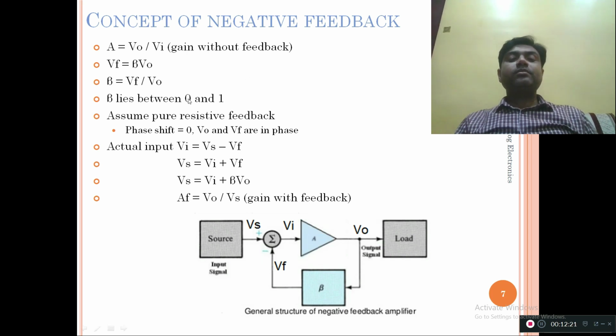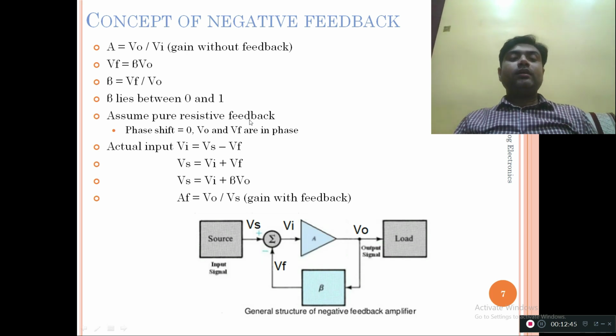If beta becomes 0, then there is no feedback available, because we have disconnected the feedback network. And if beta becomes 1, whatever value appears across the output will come across the input. So this is the ideal case. Practically, the beta value lies between 0 and 1.